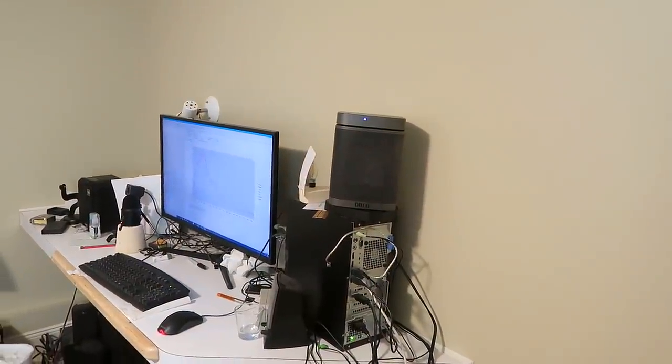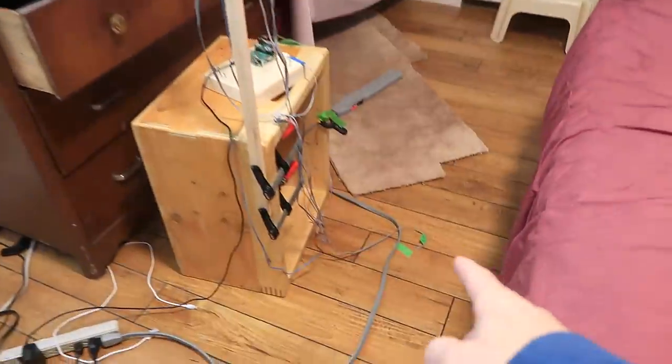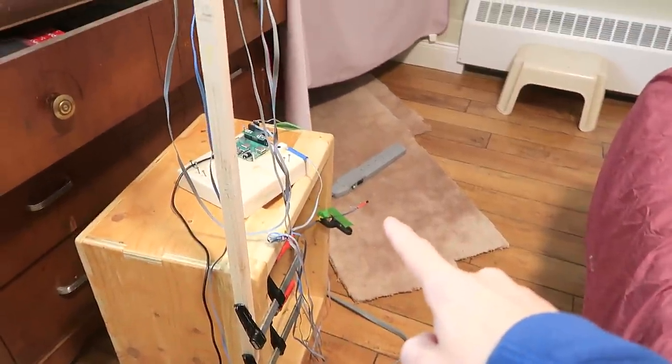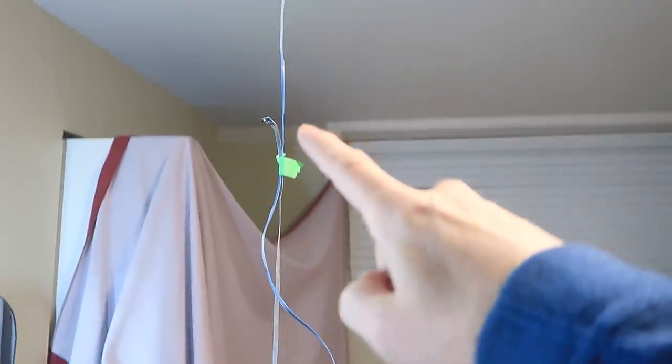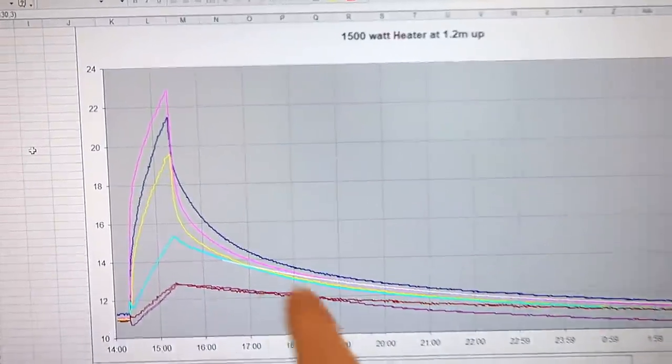Next, I was curious about the temperature profile in the room if I put the heater well off the floor, and I put my temperature sensors, one on the floor, one right here, here, and then one taped to the ceiling. I left the heater running for an hour.